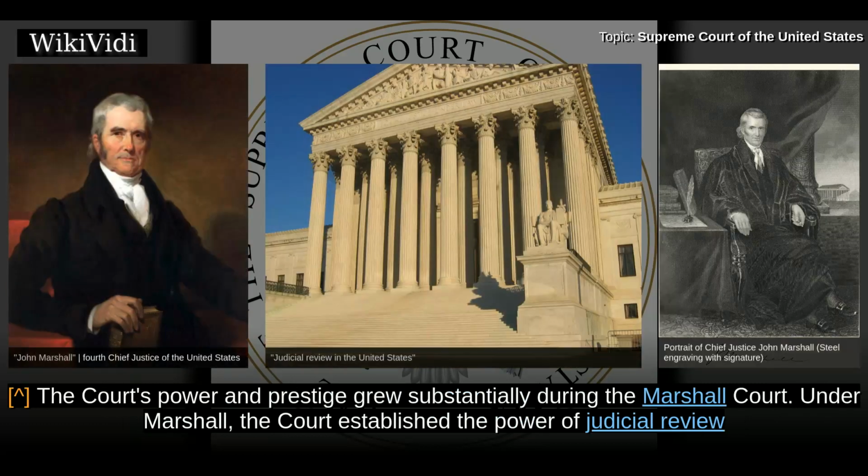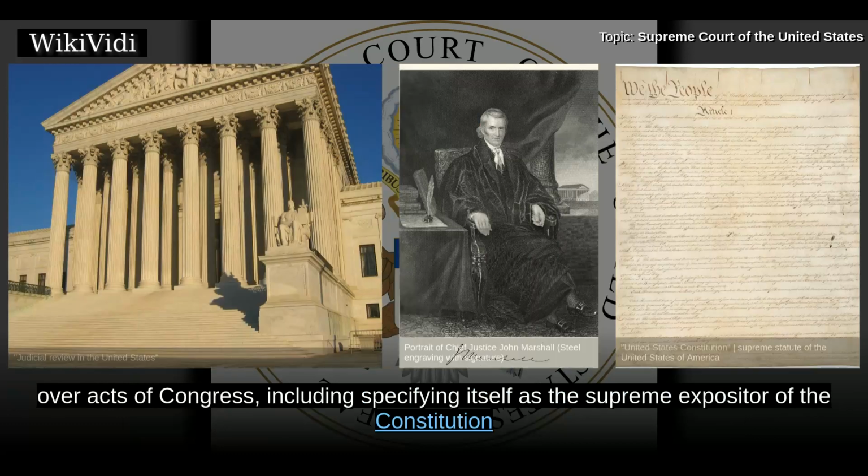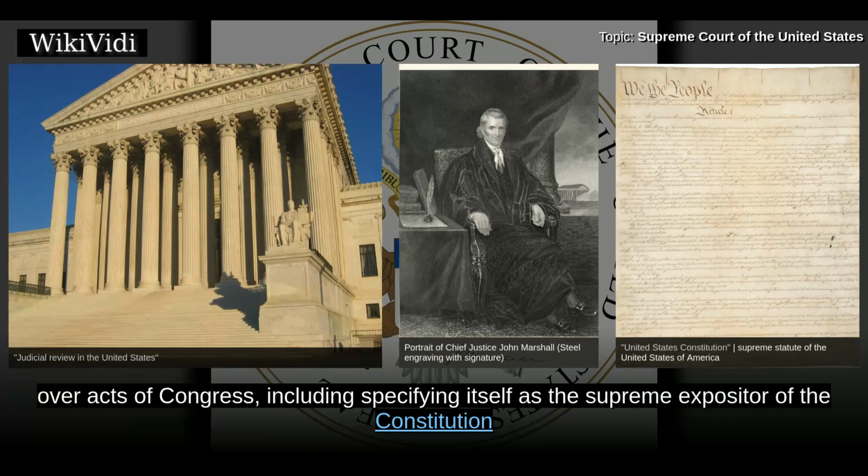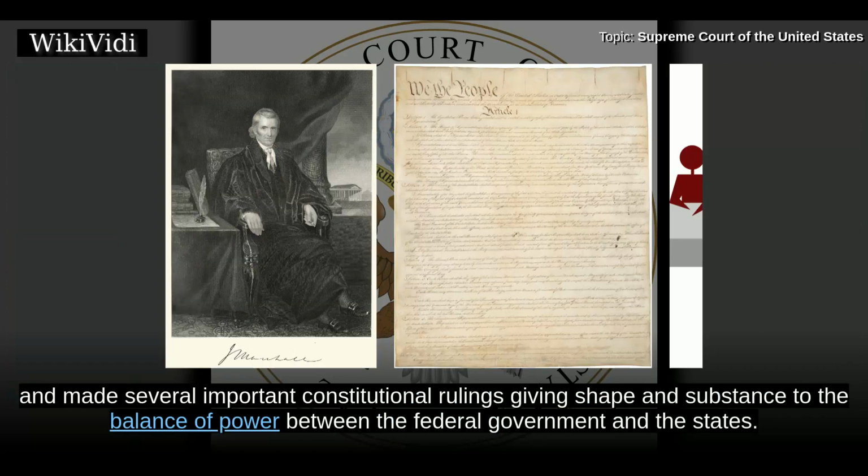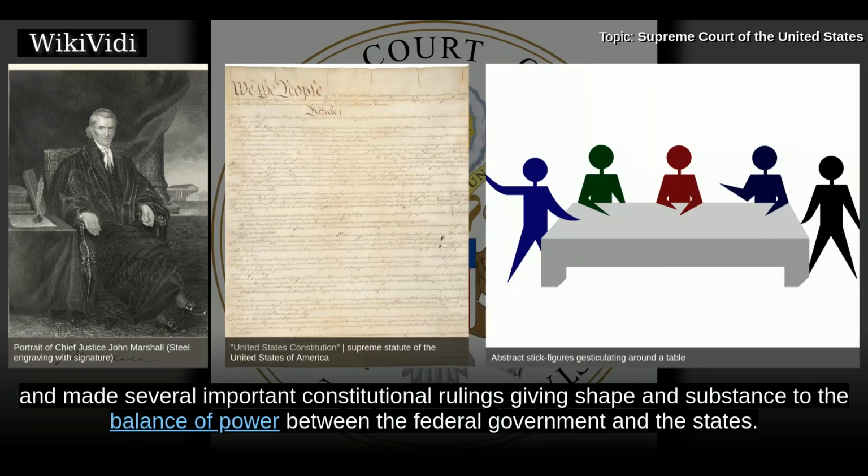The court's power and prestige grew substantially during the Marshall Court. Under Marshall, the court established the power of judicial review over acts of Congress, including specifying itself as the supreme expositor of the Constitution, and made several important constitutional rulings giving shape and substance to the balance of power between the federal government and the states.